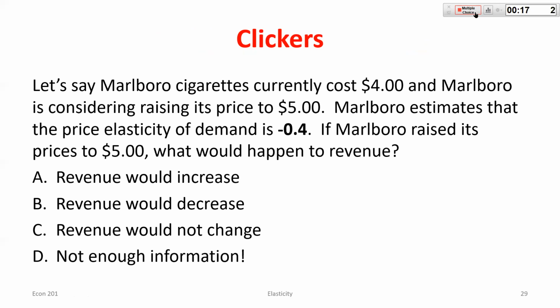So let's say I have cigarettes that are currently at a price of $4, and the company is considering increasing prices to $5. We think about where we are on the demand curve. Maybe we're at this quantity, the price is 4, and we want to move to a higher price. Currently, the elasticity of demand at the price we're at is negative 0.4.